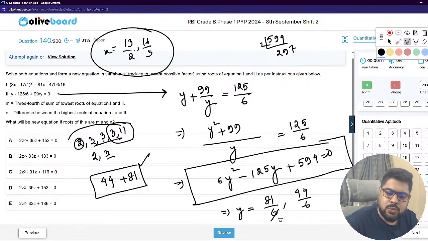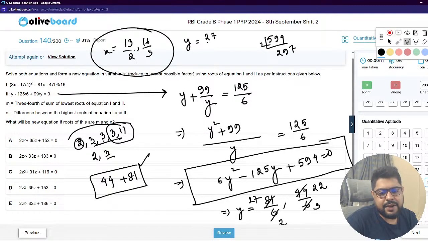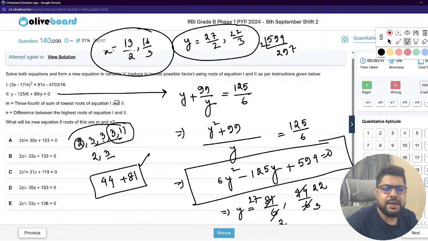So this is 2 like 3 से करेंगे तो sir 27 by 2, and 2 से जाएगा तो sir this is 22 by 3. So y is sir 27 by 2 comma 22 by 3. Done sir. Now z, m I need 3/4 of the sum of the lowest roots of equation 1 and 2.